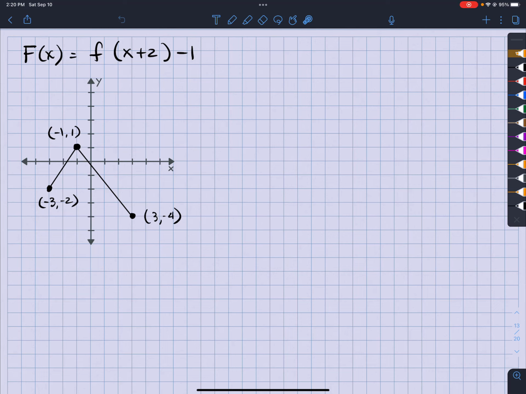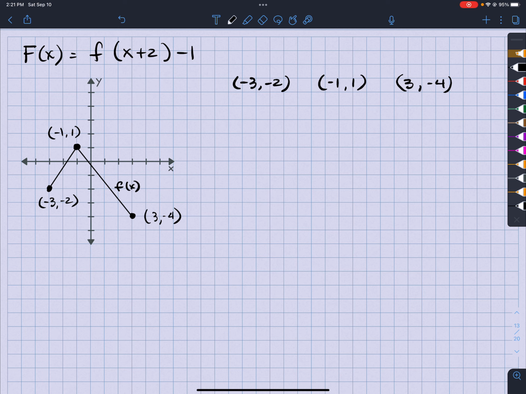All right, so we are given f of x here. This thing right here is lowercase f of x. The uppercase F of x is taking this graph right here and making a transformation. So I want to take these points right here. Let's go in order: -3, -2, -1, 1, and 3, -4.